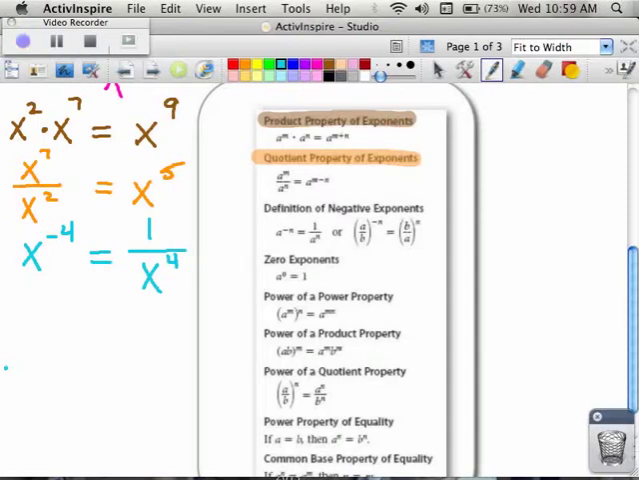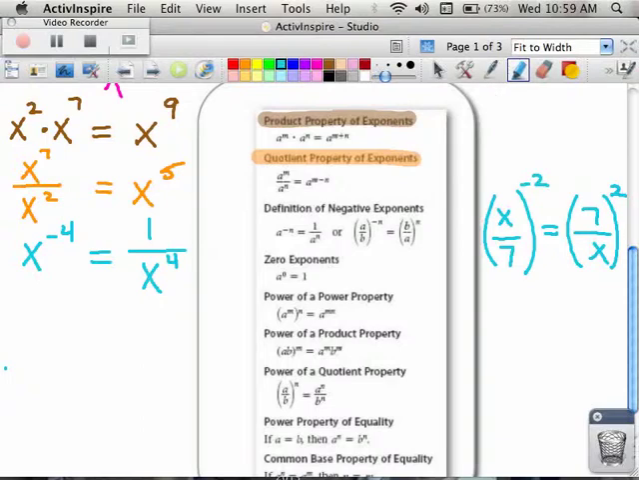Another way you could think about it is if you had a fraction. For example, what is x over 7 to the negative 2 power? That's really like saying, flip the fraction and change the power sign. So in either case, the big idea is change the position on a fraction bar. Flip it.